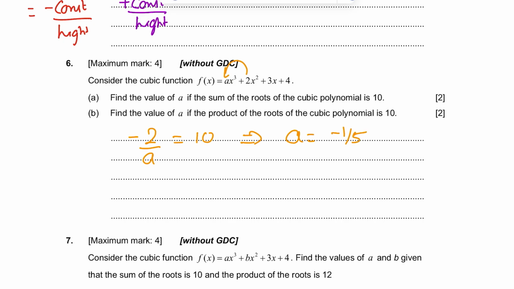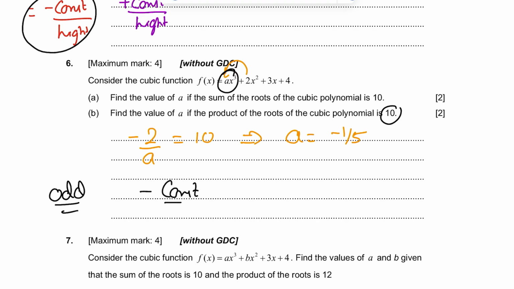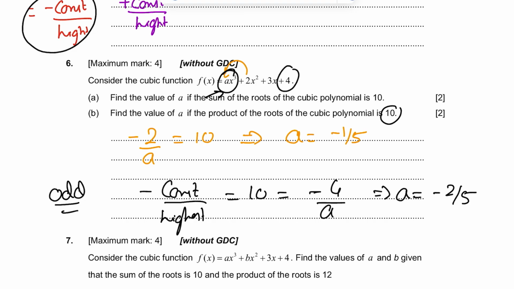The value of a if the product of the roots of the polynomial is 10. Now this is an odd number. If the highest power is odd, what is the formula? Minus constant upon highest coefficient is going to be the product of the roots. Minus constant, what is the constant? 4. 4 upon the highest coefficient, which is a. So minus 4 upon a equals 10. So this gives me the value of a as negative 2 upon 5.